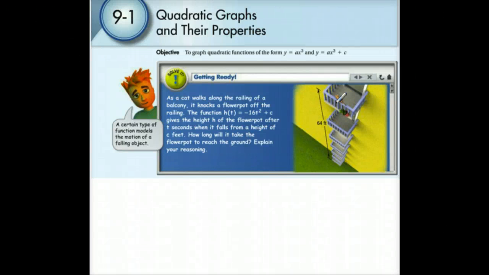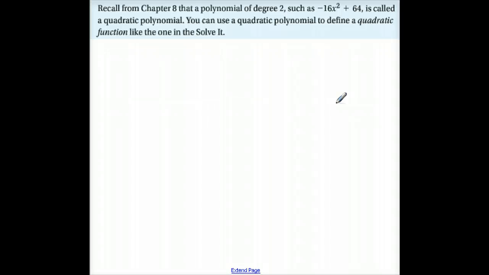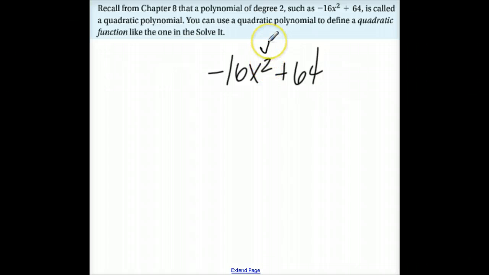Lesson 9-1, Quadratic Graphs and Their Properties. Recall from Chapter 8 that a polynomial with a degree of 2, such as negative 16x squared plus 64, has a degree of 2 because the highest degree is the exponent of 2. We called this a quadratic polynomial. This entire chapter, we are going to be working with these quadratic functions.